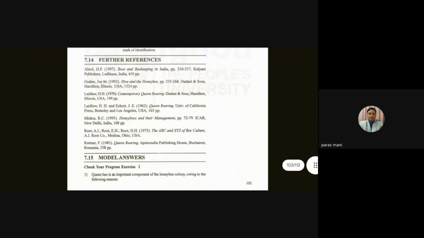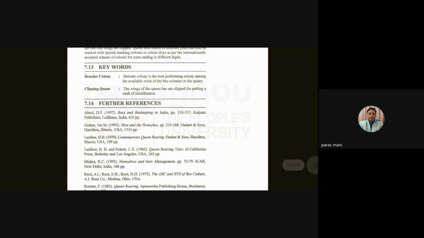Okay, I think the keywords they have given are breeder colony. You know that well: the most desirable, best performing colony in the apiary. And clipping queen: the wings of the queen bees are clipped to put a mark for identification. The wings will be clipped for different reasons, to put the mark or to avoid swarming. Yeah, I think we have covered many aspects.